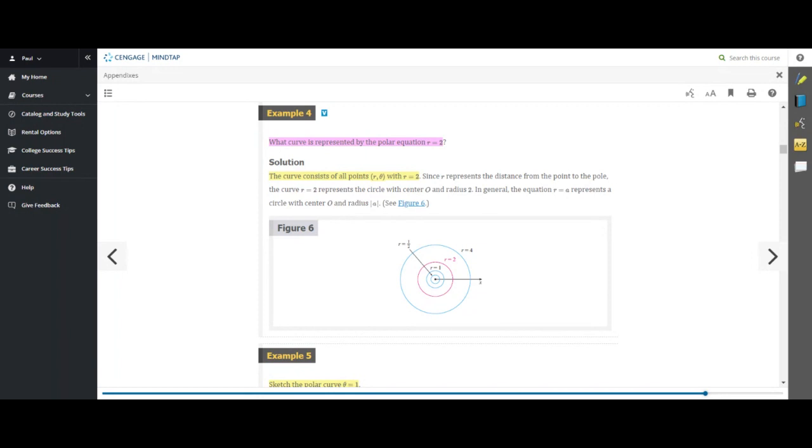So basically for circles, like the circle with radius 4 centered at the origin, the equation r equals 4 in Cartesian coordinates would be x squared plus y squared equals 16. That x squared plus y squared equals 16 represents a circle centered at the origin with radius 4. Okay, so you see what I'm trying to say.